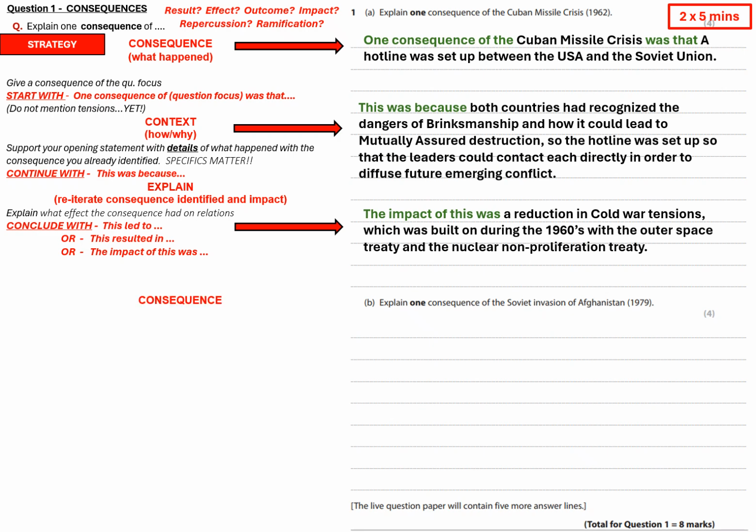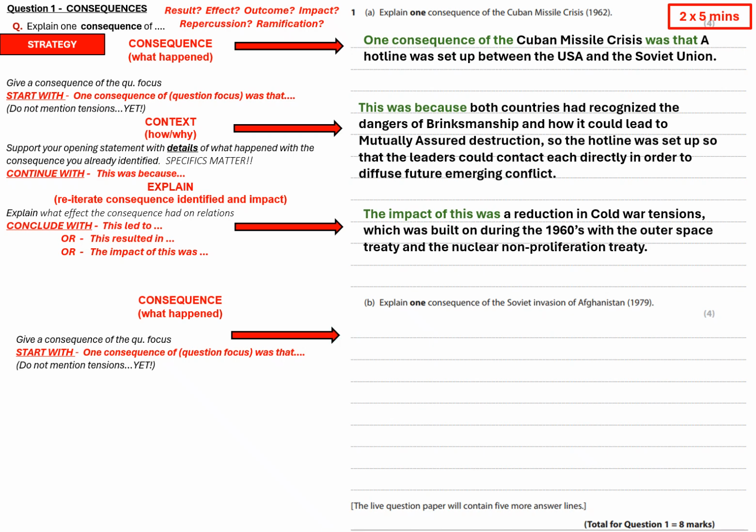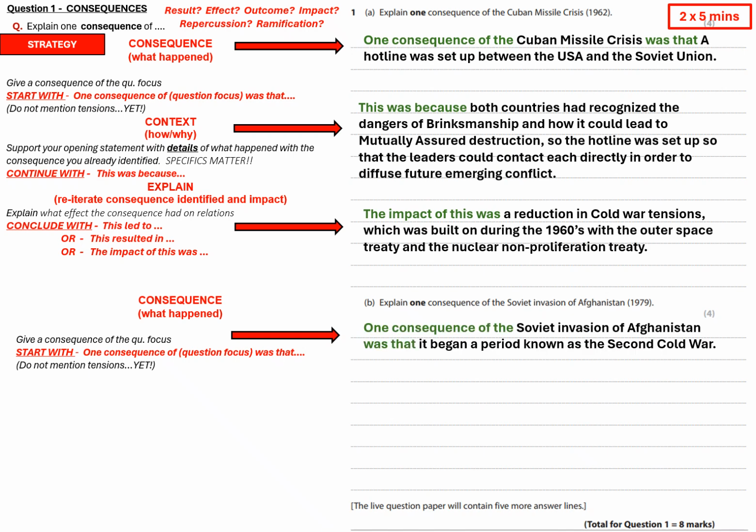So first of all, you want to start by saying the consequence. What happened? So give a consequence of the question focus. Remember, don't describe the question focus. Don't describe the Soviet invasion of Afghanistan. You're just going to tell me what happened as a result of it. So don't mention tensions yet. Keep that in your back pocket. So start with one consequence of the Soviet invasion of Afghanistan was that it began a period known as the Second Cold War. So that's my consequence there, isn't it?